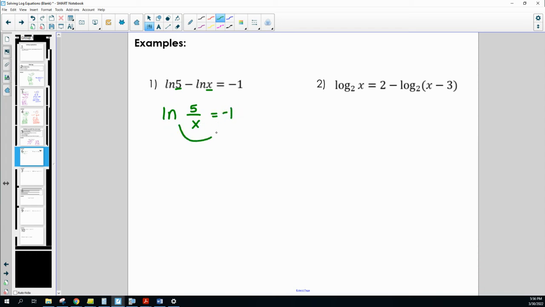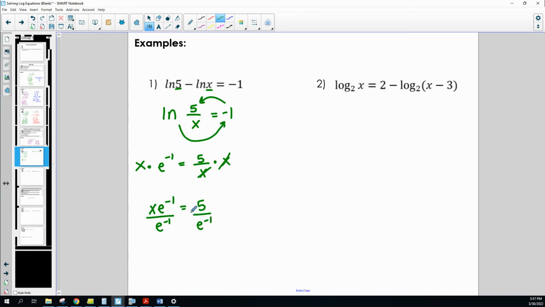Now we'll change forms. We have the base of e, so e to the -1 equals 5 over x. I'm going to multiply both sides by x. So this will cancel the x on the right. So I have x e to the -1 equals 5. And then to get x by itself, I'm going to divide by e to the -1.